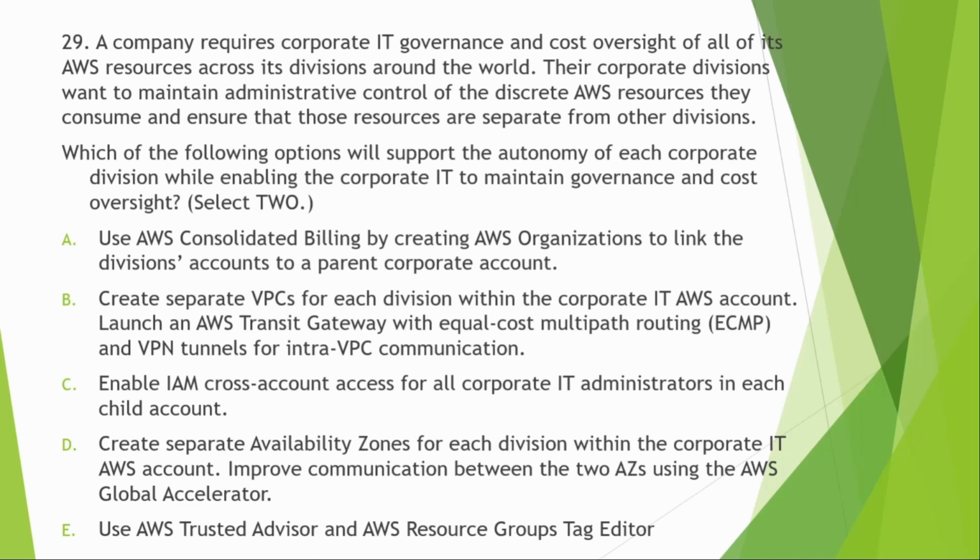Okay, now: create separate VPC for each division within the corporate IT AWS account, and launch an AWS Transit Gateway with equal cost multipath routing and VPN tunnels for intra-VPC communication. So this is incorrect because creating separate VPCs would not separate the divisions from each other, since they will still be operating under the same account, correct? And if they are operating in the same account, they will contribute to the same billing each month.